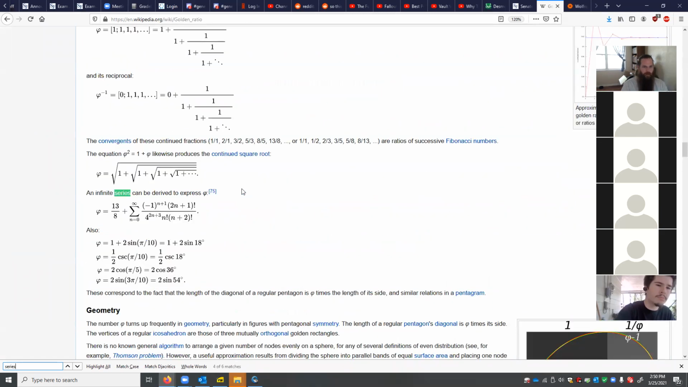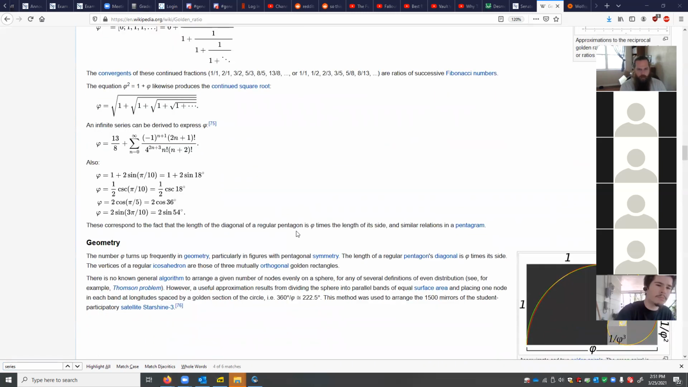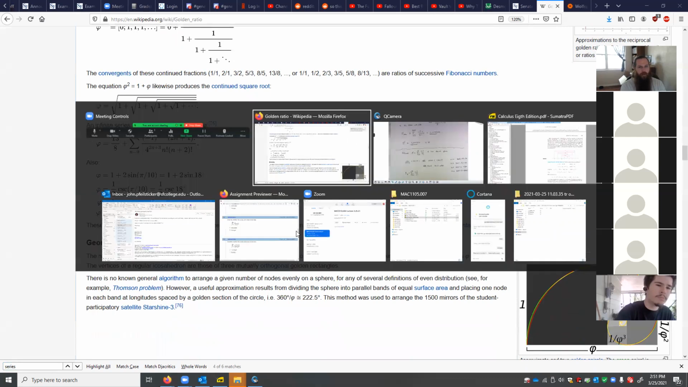Here is, yeah, this is an alternating series. So here is an alternating series for the golden ratio. It's a little bit gnarly. You've got this 13/8 out front, and then you've got your (-1)^(n+1). That's going to make it alternate. (2n+1) factorial divided by 4^(2n+3) times n factorial times (n+2) factorial. Fascinating little series here. I bet this converges quite quickly. But yeah, that is new to me. So cool question. And there is an answer on the wiki page for golden ratio.